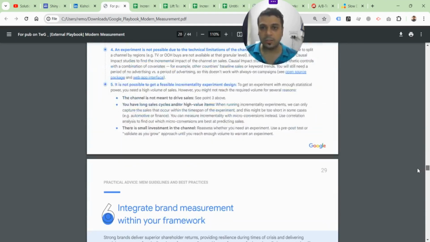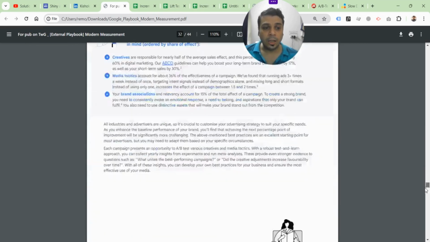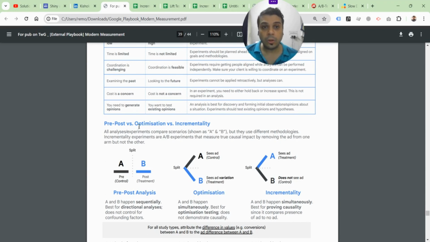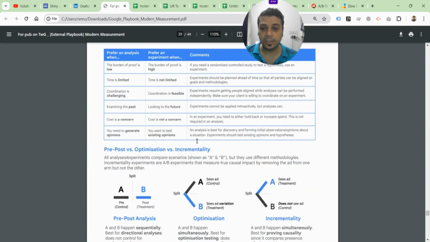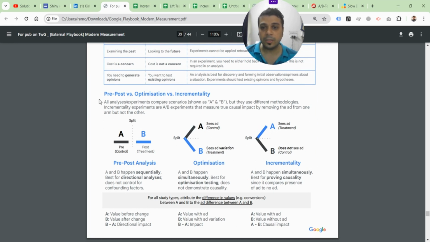So in this document, it's a very long document, as you can see, 44 pages long. But what I'm going to talk about is in the appendix section, and this is within the section where it clarifies the differences between concepts like analysis, experiments, and incrementality. In this particular section, you'll see that there is this headline, which is pre-post versus optimization versus incrementality.